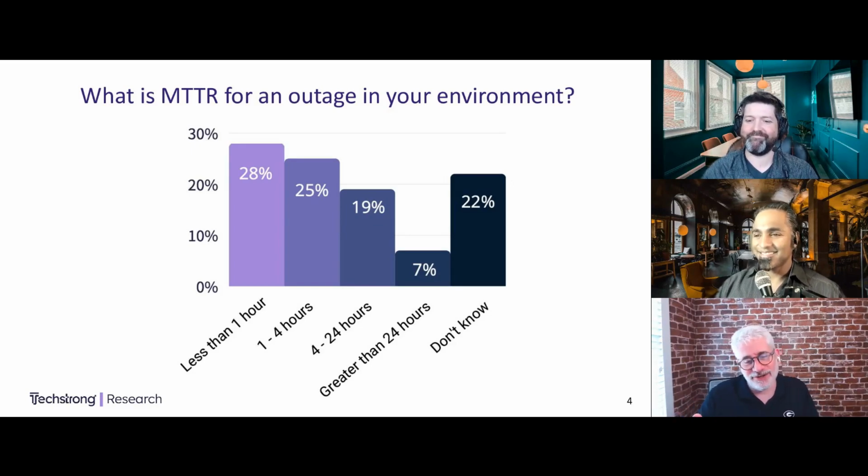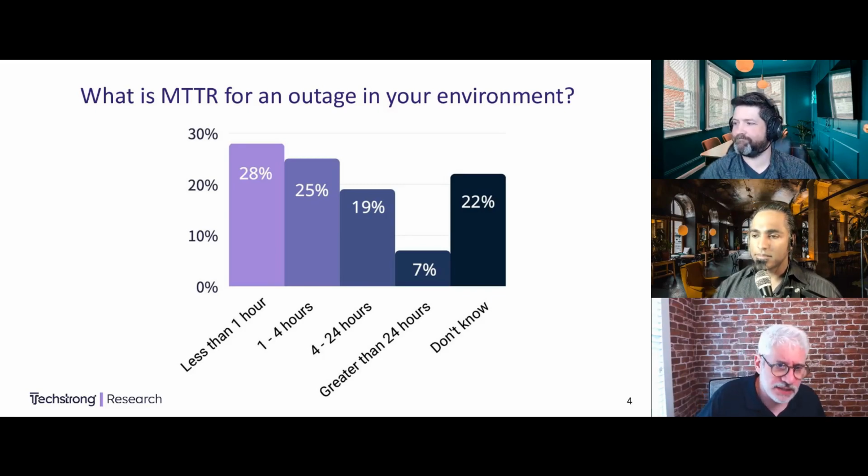Deb, I like your perspective there. They're not precise enough, so they basically said they didn't know, as opposed to the fact that they may actually just not know. But you've got 7% greater than 24 hours, 19% at 4 to 24 hours. Again, this is significant downtime. 26% of the folks are saying we have significant downtime. Another 25% at 1 to 4 hours. And only 28% out of the whole is looking at less than 1 hour.